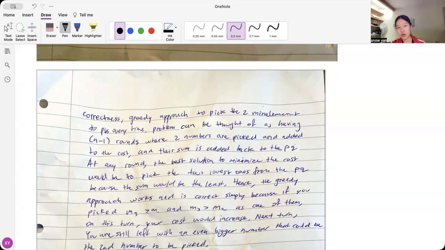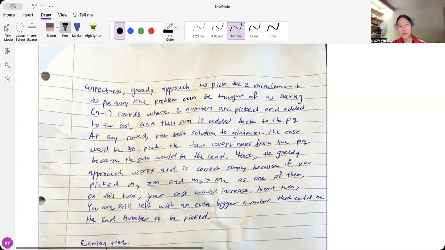Hence, the greedy approach works and is correct simply because if you picked, let's say, an element M3 that was bigger than M1 and M2 as one of them, on this turn your cost would definitely increase, right? Because M3 is greater than that. And then on the next turn, you will still be left with a bigger number added to the thing, which would leave you with an even bigger sum if it was the second number to be picked, right?